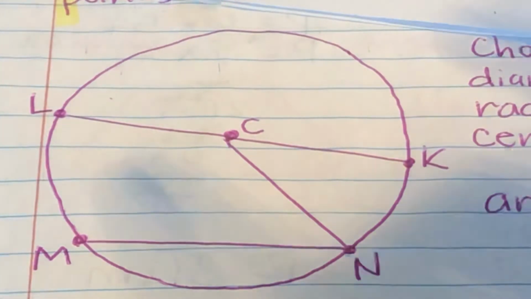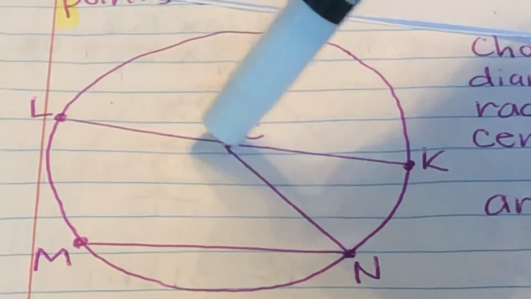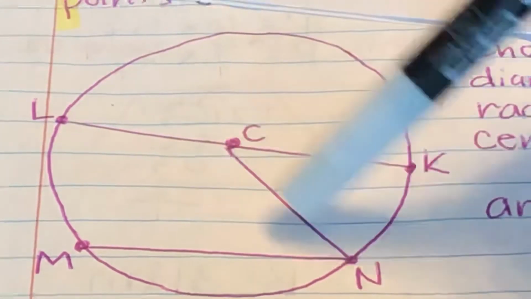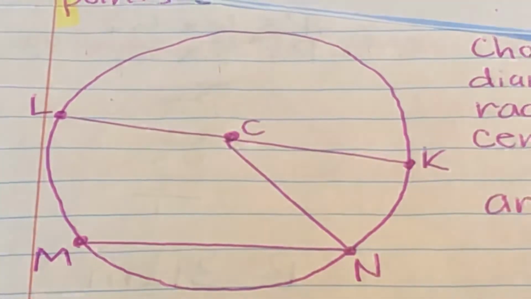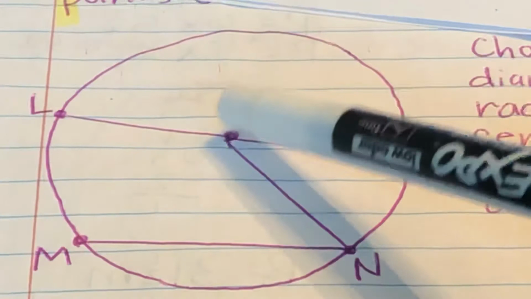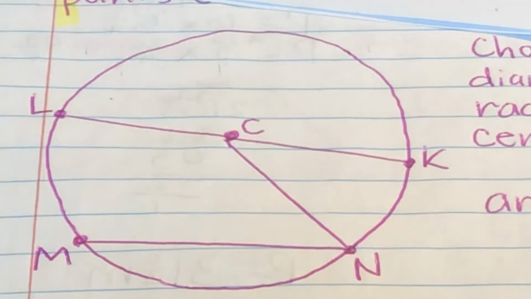I also see LCN. Again, here's another angle, LCN. C is the central angle there. So anytime it passes through, the vertex has to be in the center. So there are 2 central angles there. Angle LCN because C is the vertex, and angle KCN because again, C is the vertex there.